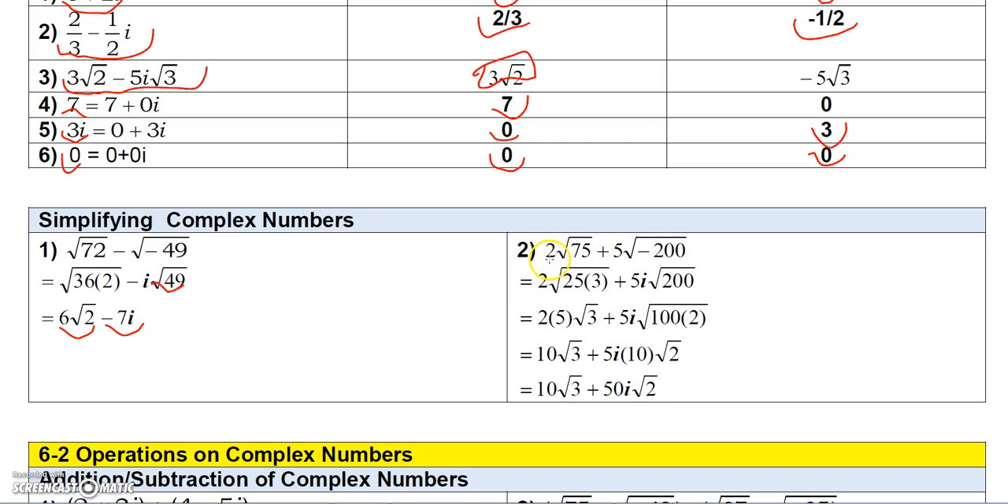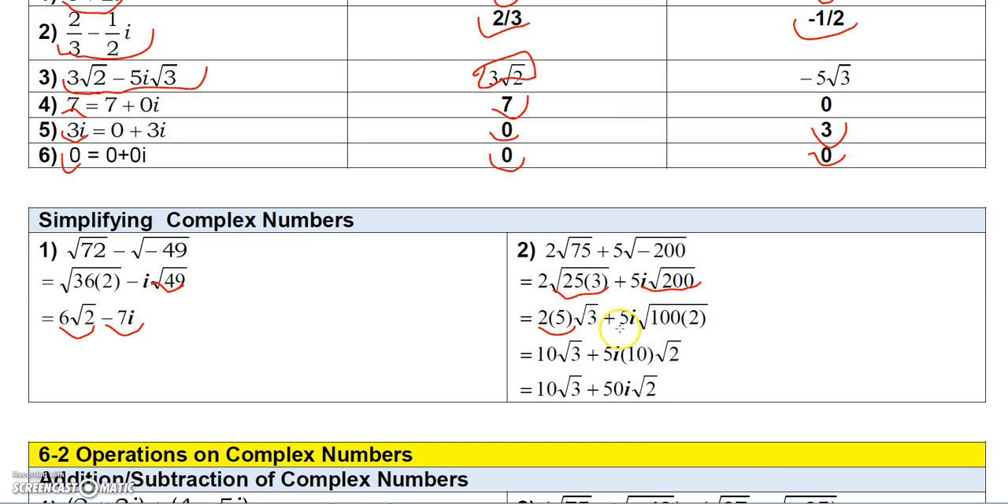Okay, so this next one, I have 2 times the square root of 75 plus 5 times the square root of negative 200. So I can take the square root of 75 and I can write that as the square root of 25 times 3. And then for the square root of negative 200, I can just take the i out and write that as i times the square root of 200. Okay, now on this one, I know I can take the square root of 25 out of this, which is 5. So I'll have the 2, which was already there, then times the 5, and the 3 stays in the radical. So I have 2 times 5 times square root of 3.